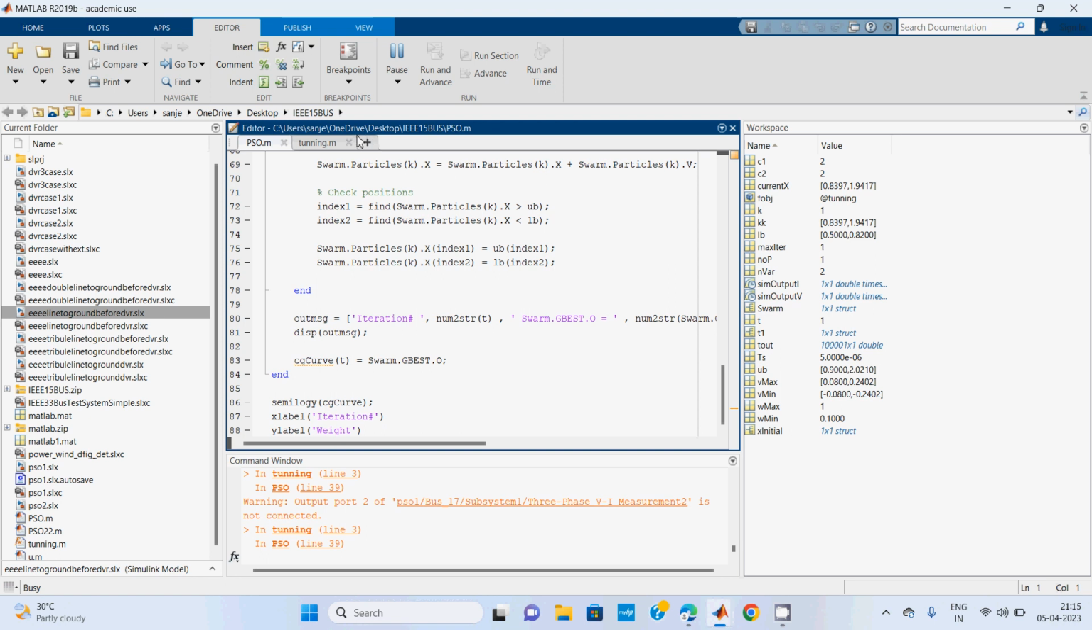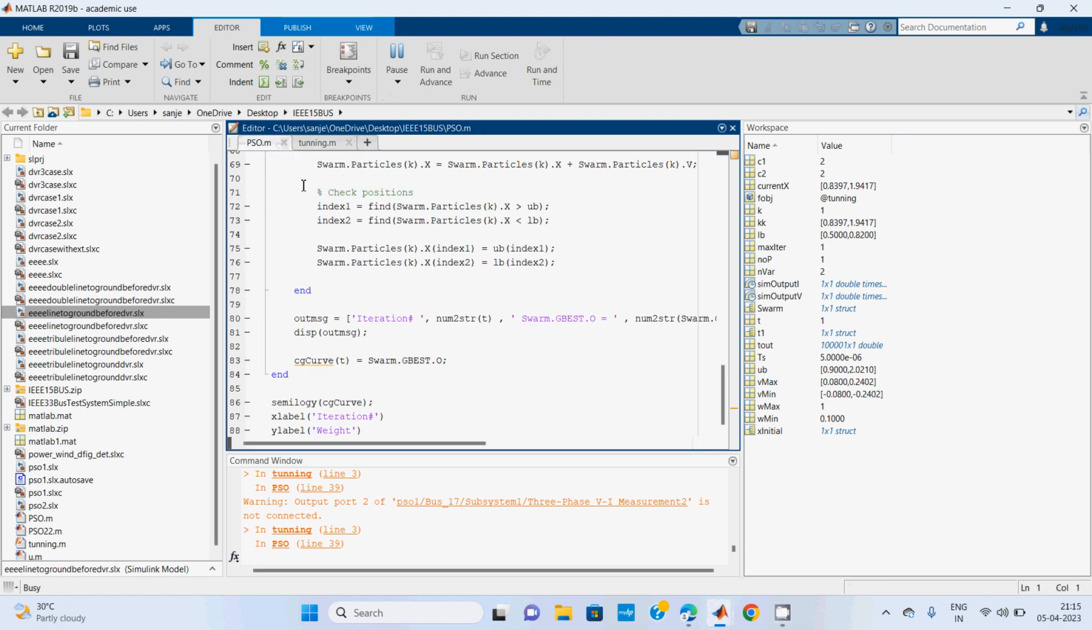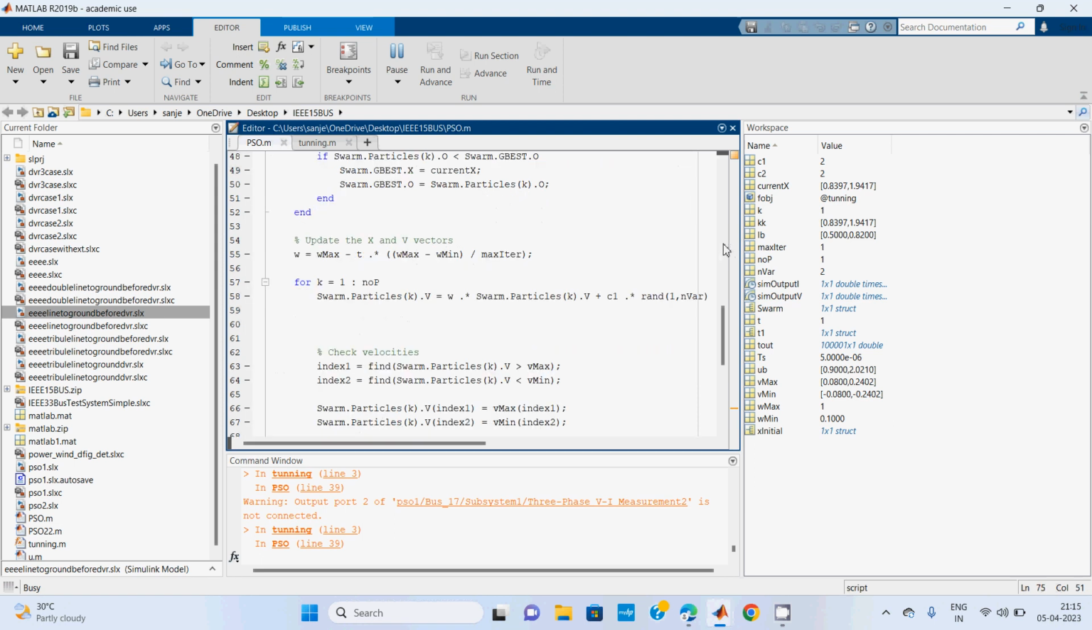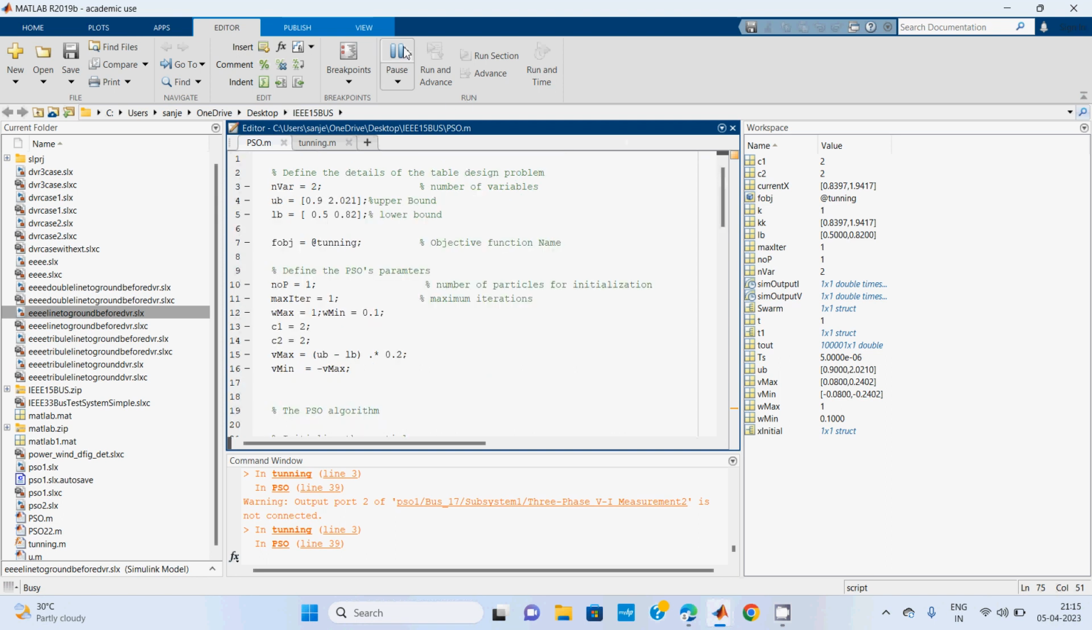I am just mentioning one iteration here. For every iteration, the values of KP and KI will be varied. That is definitely varied. How, I will show you. Now here, the values of KP and KI are 0.8397 and 1.94. In a similar manner, I will run the model again.